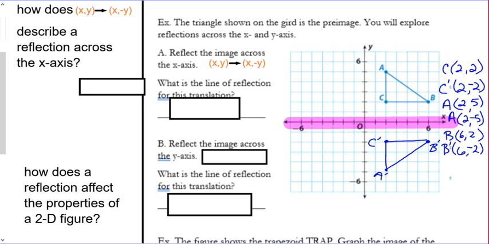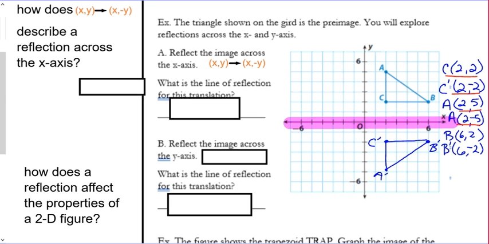Here's what happens. If we look at our original, right? So my original, or my pre-image, is (2, 2) for C. When I flip it, the x stays the same, the y becomes the opposite. Let's look if that happens to A. A, again, was (2, 5). The image of A is (2, -5). The x stayed the same, the y became the opposite.